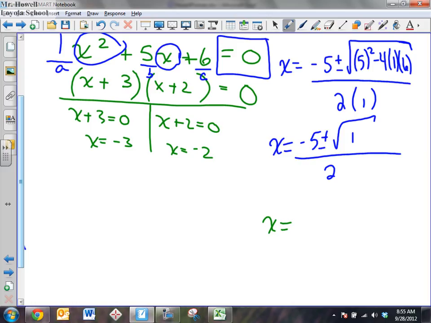We have -5 plus or minus 1 over 2, because again, the square root of 1 is just 1. Had this been a number like 49 under the square root, what would this be right here? 7. Had this been 64? Whatever it is, you square root it.